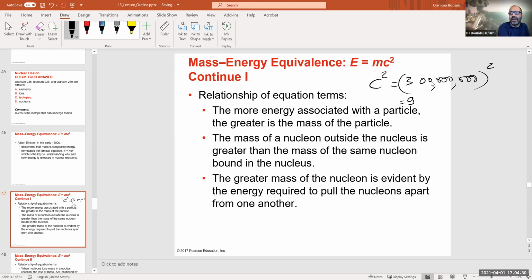This is 9 followed by, how many do I have in here? 16 zeros. Can you read this number? I can't. It's a big number, okay? It's 9 times 10 to the power 16 meters squared per second squared. So the more mass you have, the more energy you have. And this is usually for the bonding of the different elements.